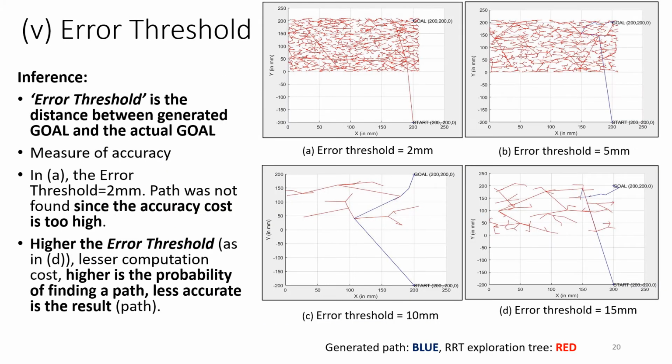Error threshold is the distance between the generated goal and the actual goal. It's a measure of path accuracy. In figure A, the error threshold is 2 mm. Path was not found since the accuracy cost was too high. Higher the error threshold, as in figure D, higher the probability of finding a path, less accurate the result.